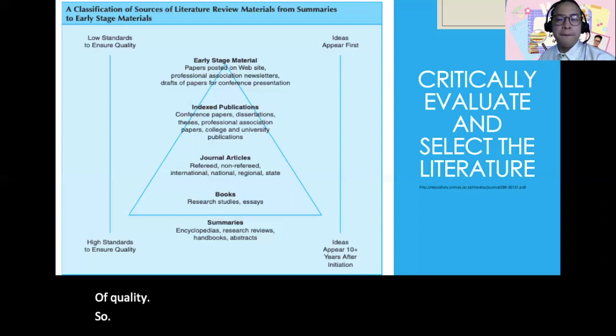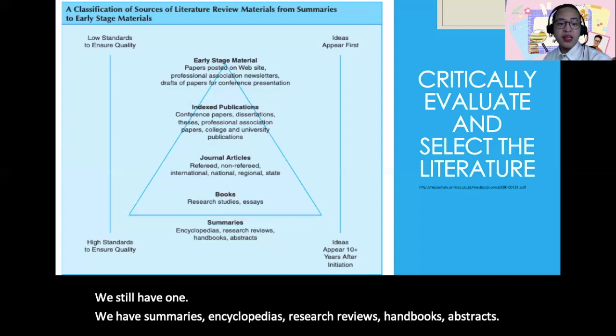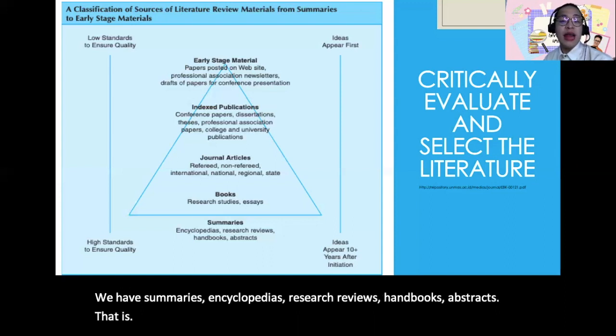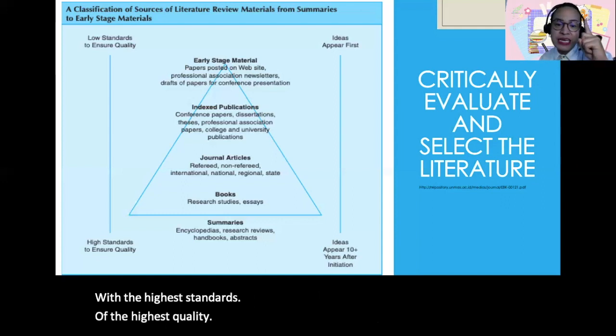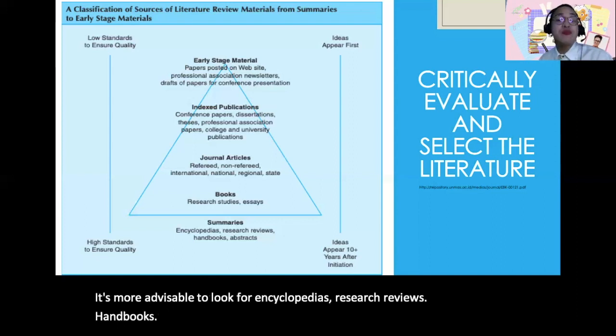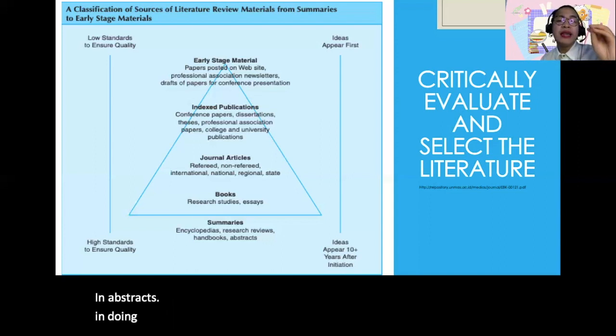So it is more advisable to, we still have one. We have summaries, encyclopedias, research reviews, handbooks, abstracts. That is the last, at the bottom, with the highest standards, the highest quality. Encyclopedias, research reviews, handbooks, abstracts. Meaning to say, it's more advisable to look for encyclopedias, research reviews, handbooks, and abstracts in doing your literature review, or your review of related literature and studies.